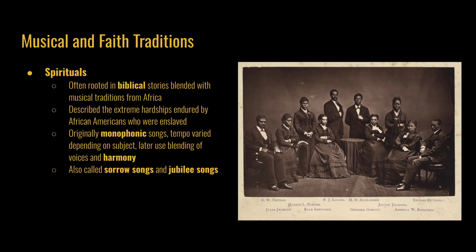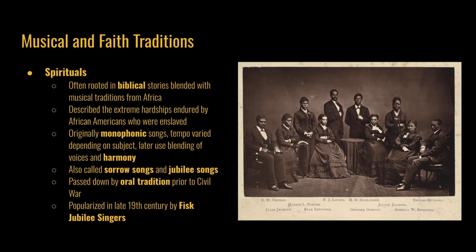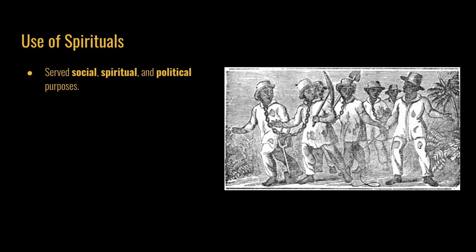The topics could be happy, hopeful, or sad, leading to the classification of songs as either sorrow songs or jubilee songs. Until the end of the Civil War, spirituals were passed down through an oral tradition, taught by elders to younger African Americans. It wasn't until after the Civil War that they were written down and published for mass consumption and preservation. In the late 19th century, the Fisk Jubilee Singers popularized this music style and toured across the country singing these spirituals. The Fisk Jubilee Singers were instrumental in bringing spirituals to a wider audience, performing for audiences including Queen Victoria of England.